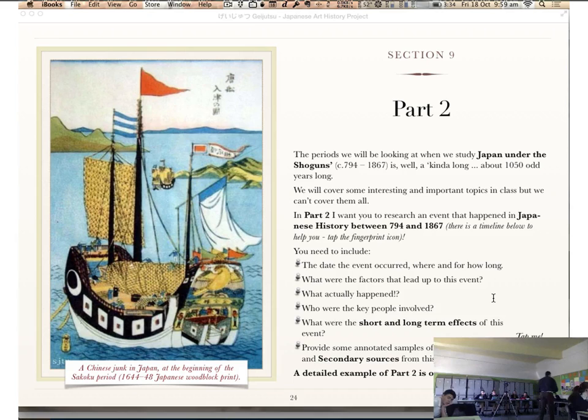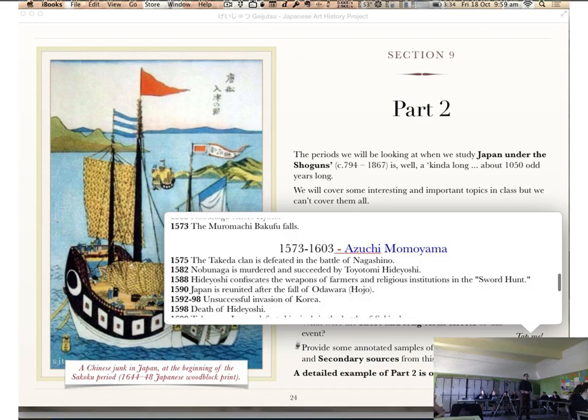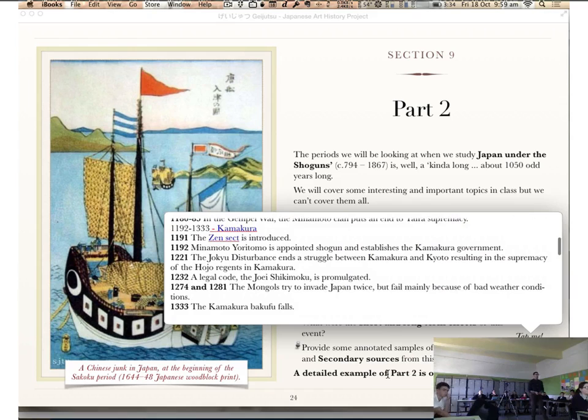Now, I've got a quick little timeline here, and quite a few things that you might want to check out. It was a pretty crazy time. We've got murders, we've got assassinations, we've got wars that go on for a couple of hundred years. We've got battles, we've got samurai, we've got Christianity coming along. A lot went on, okay? A lot went on.